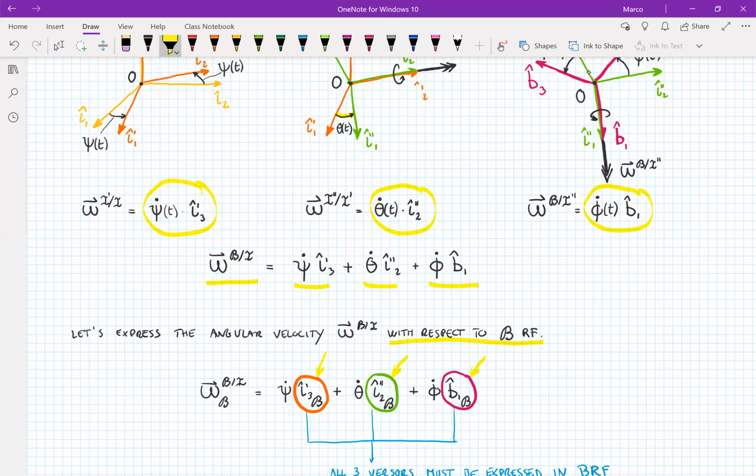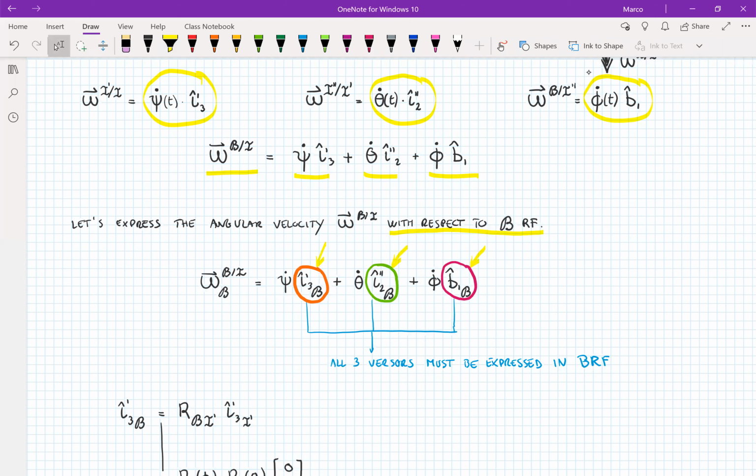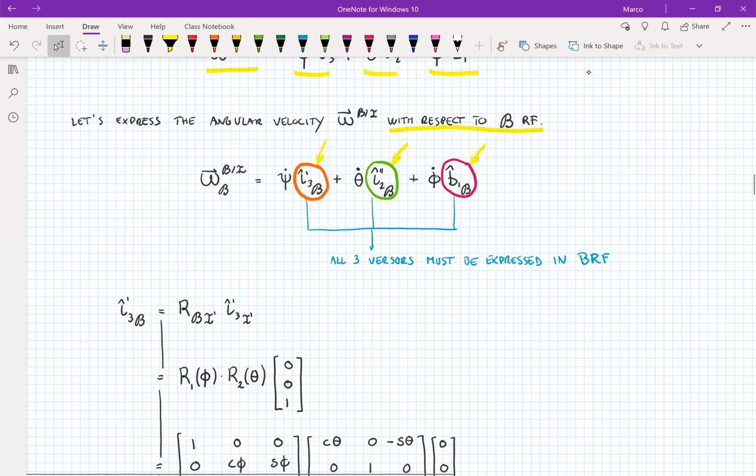Well, you see that these versors, especially I prime and I double prime, are not naturally expressed in the body frame of reference. So we have to rotate them so that they are expressed indeed in the B coordinates. So let's start with the I3 prime.